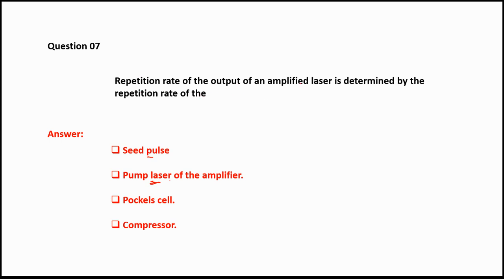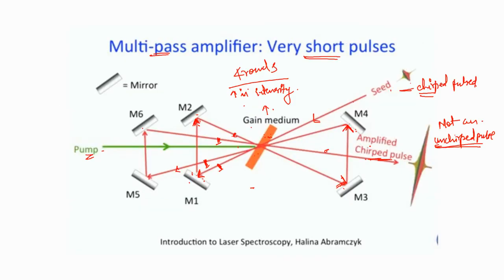Now, the repetition rate of the output of the amplified laser is determined by the repetition rate of the, so the whole thing, the amplified laser, its repetition rate or the output, is basically affected by the seed. Here there is a seed with some repetition rate, and after that, the number of times it passes through the gain medium, the amplification is affected by the repetition rate of the pump laser.